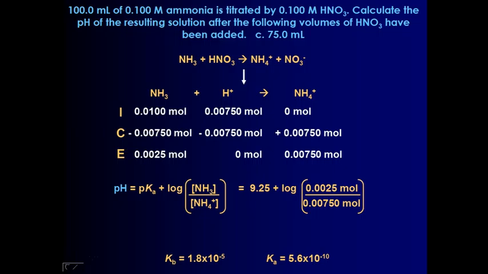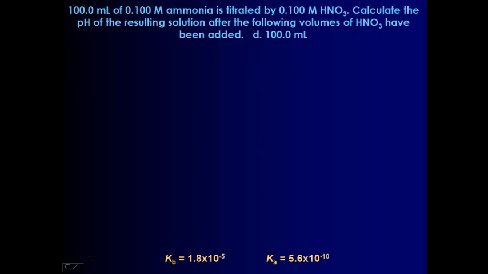We will expect to see that our pH is going to be dropping from that 9.25. It's still going to be basic, but it's going to be lower than the pKa value because we're getting closer and closer to that equivalence point. In this next example, I do believe we have reached the equivalence point.